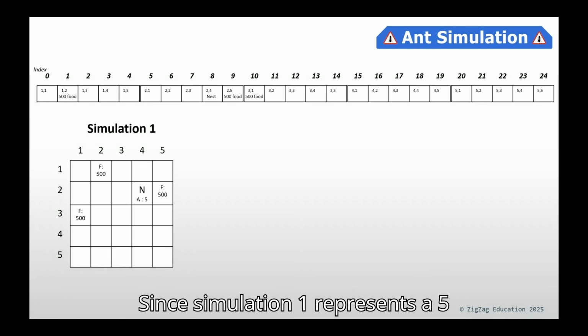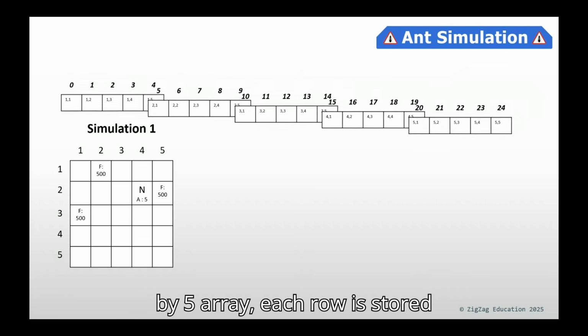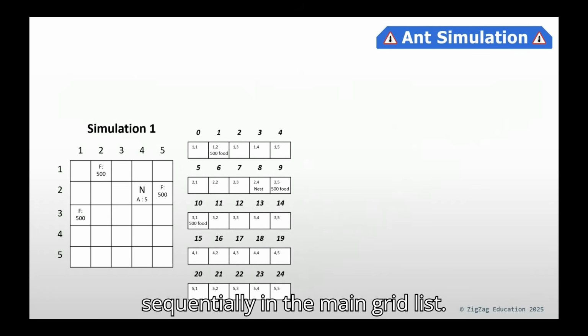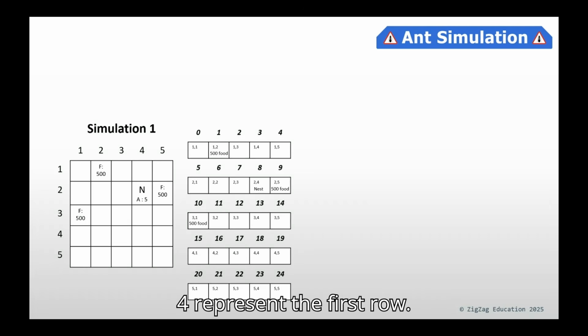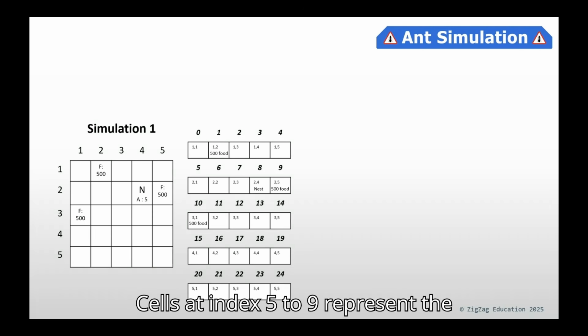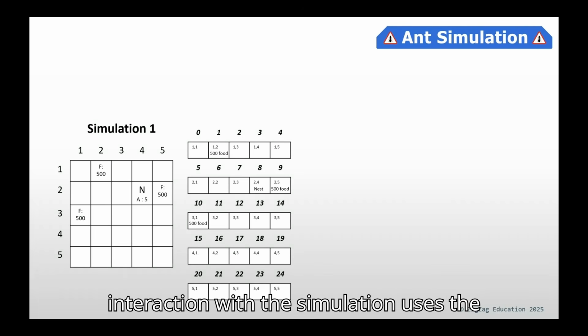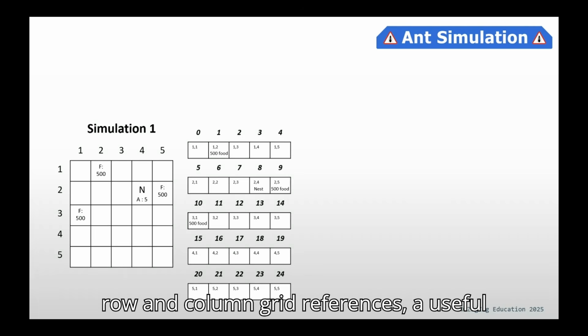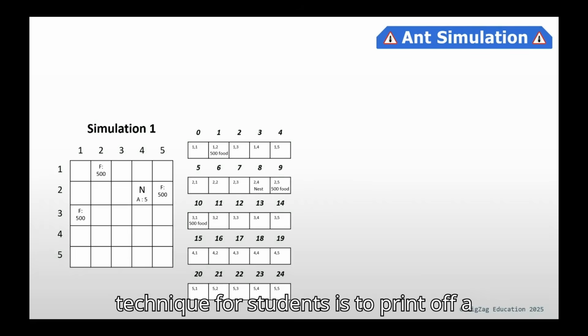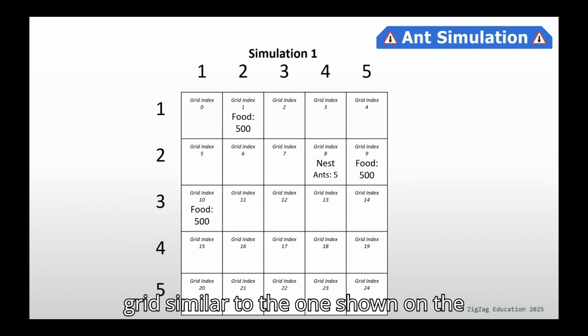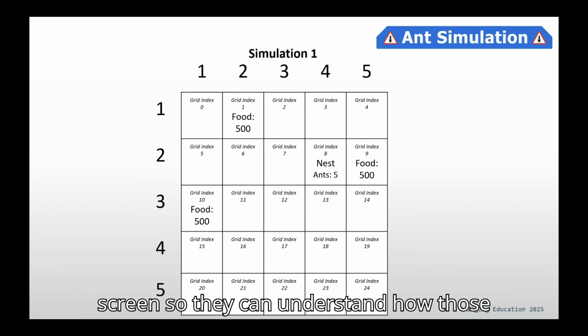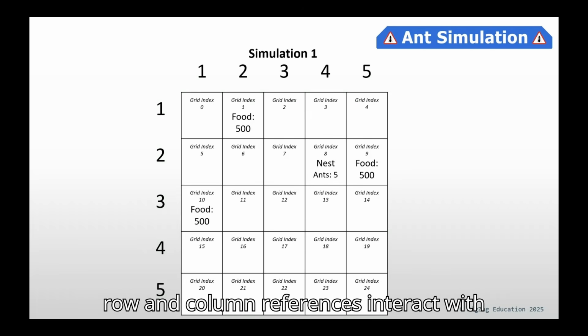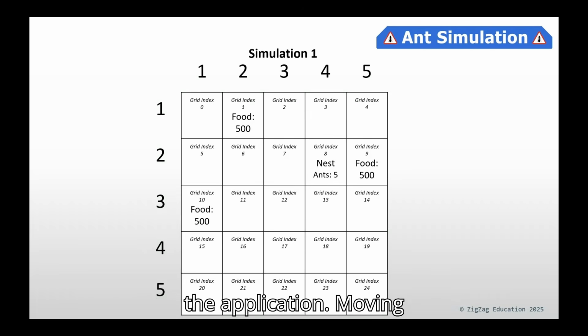Since Simulation 1 represents a 5 by 5 array, each row is stored sequentially in the main grid list. Cells in the grid list at index 0 to 4 represent the first row. Cells at index 5 to 9 represent the second row, and so on. Although interaction with the simulation uses the row and column grid references, a useful technique for students is to print off a grid similar to the one shown on the screen so that they can understand how those row and column references interact with the application.